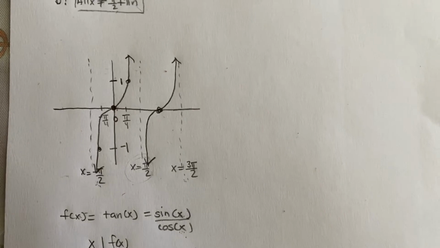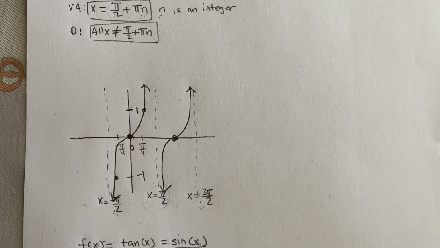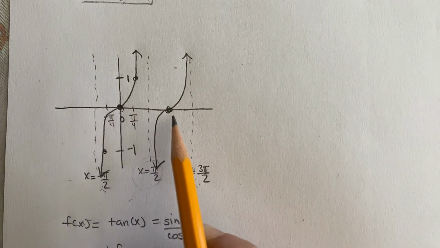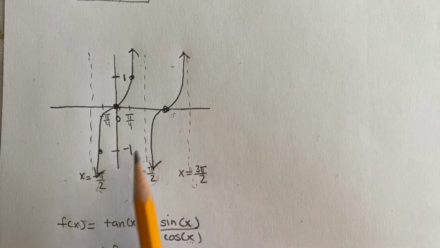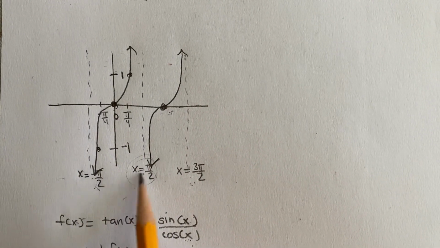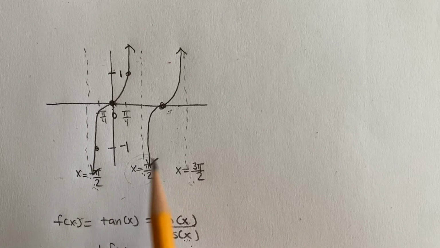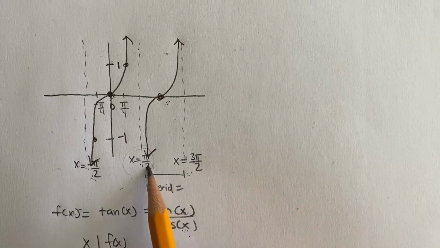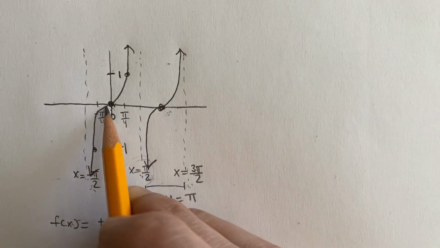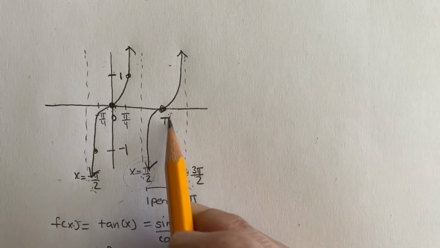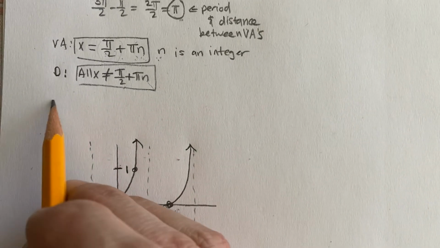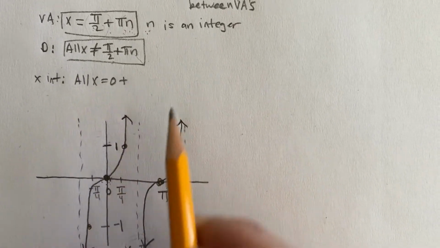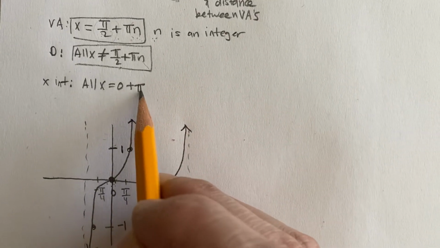And another thing to consider is the x-intercepts. The x-intercept right here, I started at 0, and the distance from here to here will give you the next x-intercept. Just like I mentioned that the distance between vertical asymptotes is essentially your period, the distance from here to here is 1 period. This minus this is just pi. Well, the distance from here to here is also going to be pi. So for my x-intercepts, I could say all x is equal to 0 plus pi n.